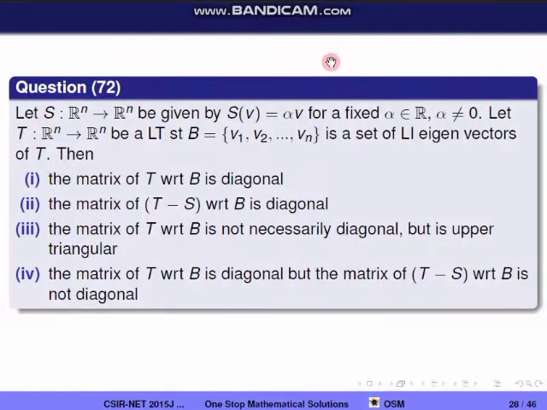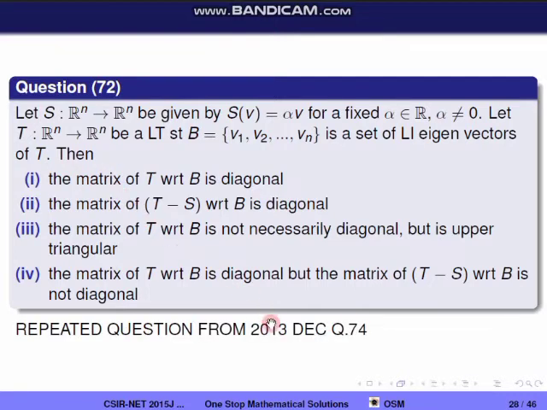Next question, question 72. Let S from Rn to Rn be given by S of V equal to alpha V for a fixed alpha in R, alpha non-zero. Let T from Rn to Rn be a linear transformation such that B equal to the set of V1, V2, up to Vn is a linearly independent set of eigenvectors of T, then. We note that this question is already done in December 2013, question 74. If you have any doubt, go and check that video.